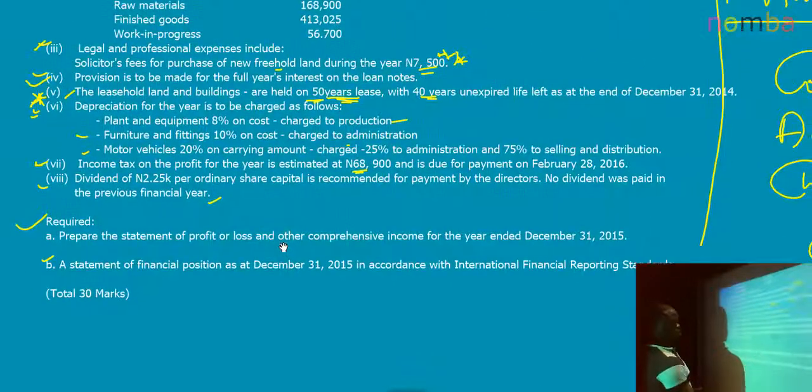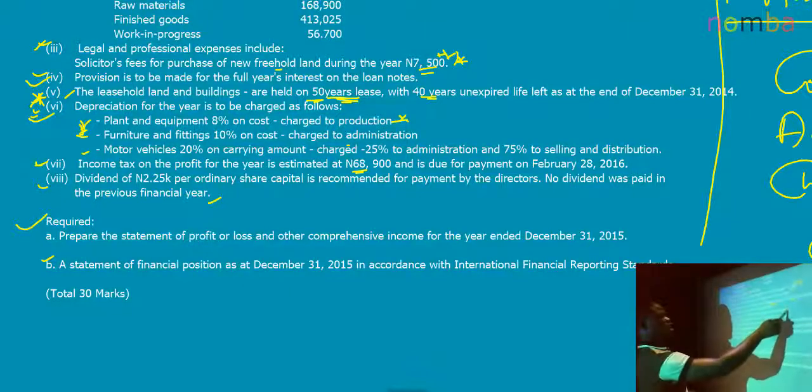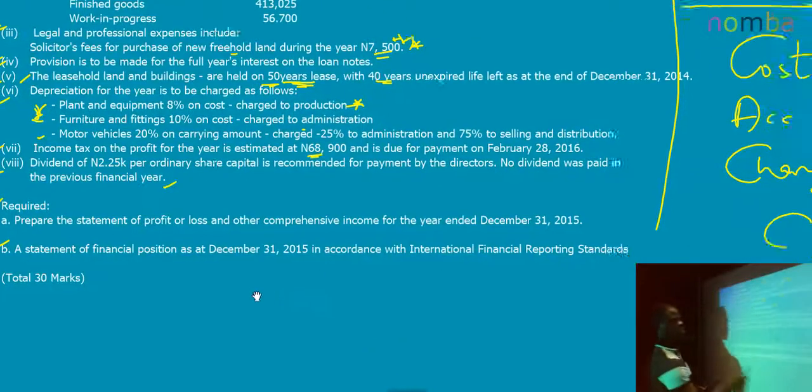The next note, which is note 6, states that depreciation for the year is to be charged as follows. He said depreciation on plant, which is 8% on costs, should be charged to production, which will be the cost of sales. So let's go and deal with that. Plant and equipment is 8% on costs.